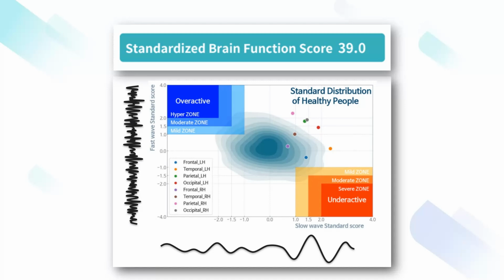So you generally want your dots to be around that blob, but what we're trying to avoid is being in that bottom right quadrant where we have a lot of slow and not a lot of fast. That can be some severe underactivity. And on the other side, being in the top left quadrant, a lot of beta waves, not a lot of those slow theta waves, we can have an overactive brain, some sort of hyper alertness, or just general overactivity.